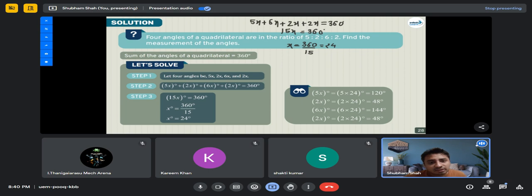So first angle is 5x. So 5 into 24, 120. Second is 2x, 2 into 24, 48. Third one, 6 into 24, 144. Fourth one, 2 into x, that is 2 into 24, 48. These are the angles. Clear? Anybody is having any doubt? Clear, beta? Okay, good.